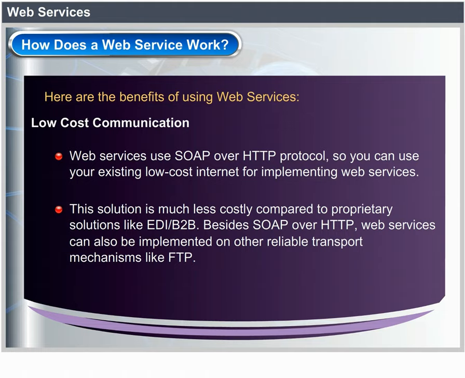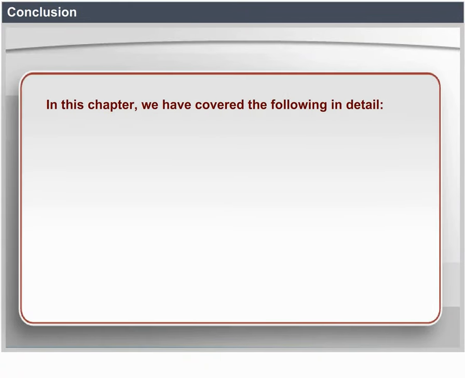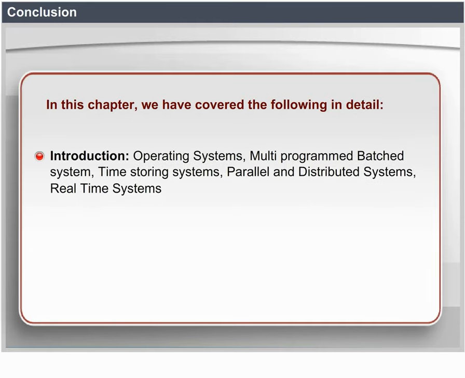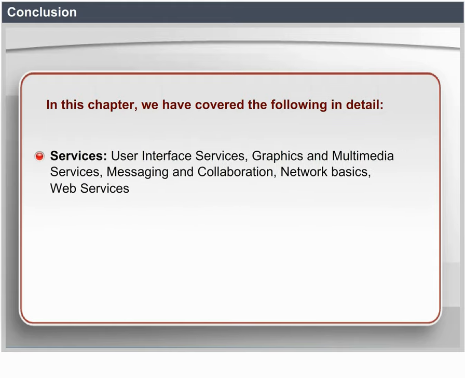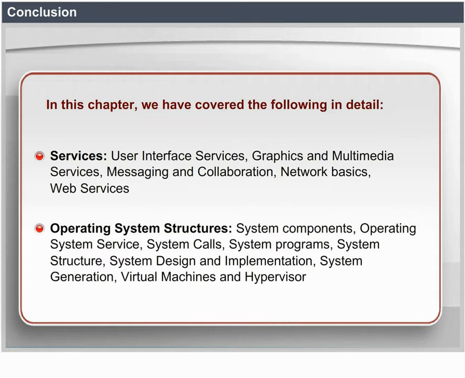Conclusion. In this chapter, we have covered the following in detail: introduction, operating systems, multi-programmed batch system, time sharing systems, parallel and distributed systems, real-time systems, computer system structures, input-output structure, storage hierarchy, hardware protection, general system structure. Services, user interface services, graphics and multimedia services, messaging and collaboration, network basics, web services. Operating system structures, system components, operating system service, system calls, system programs, system structure, system design and implementation, system generation, virtual machines, and hypervisor.